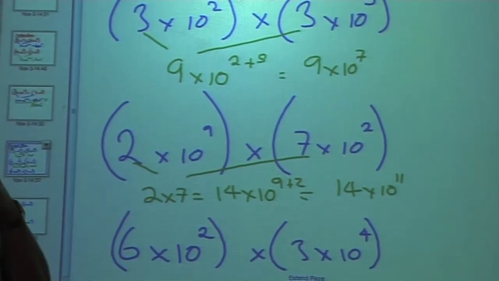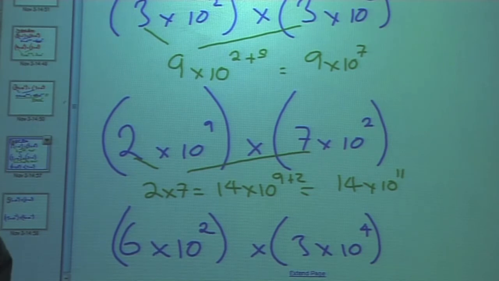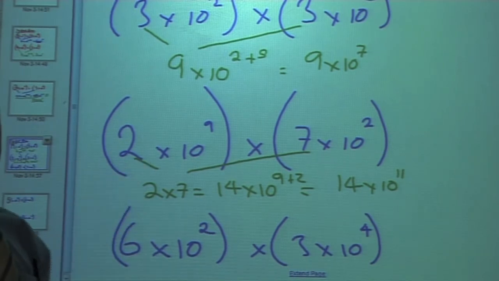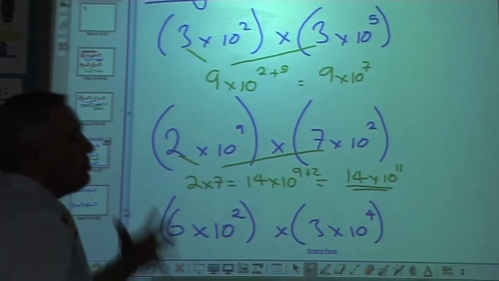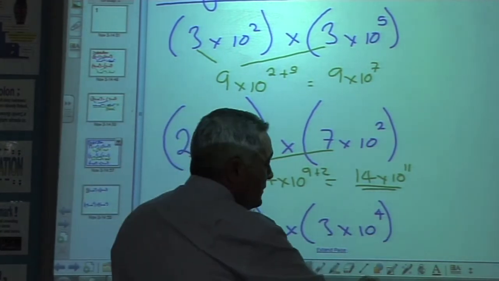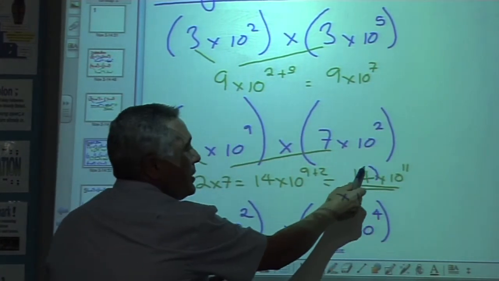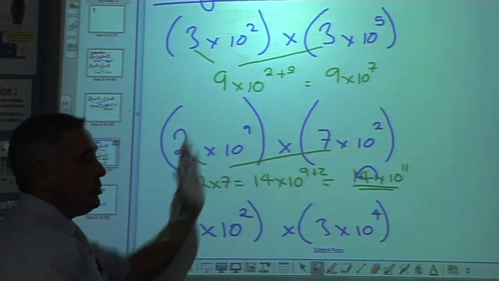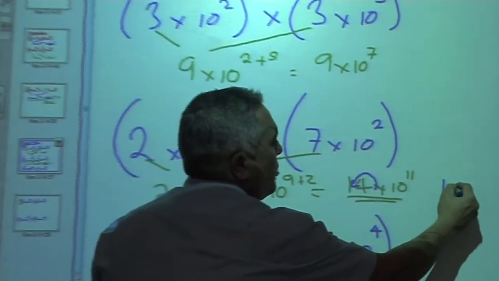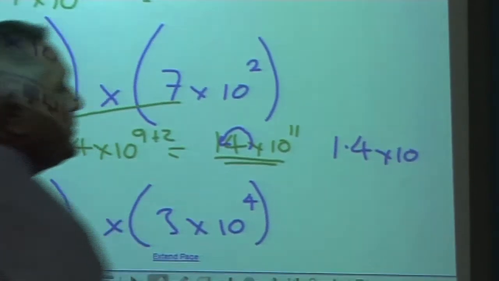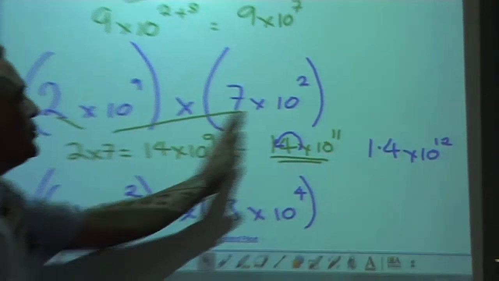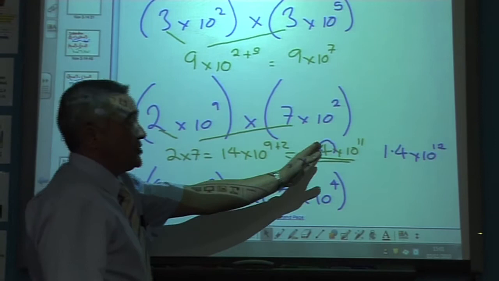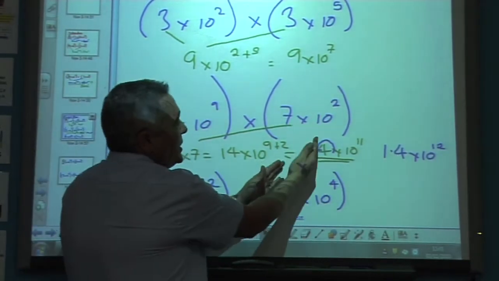Is that finished? Well, it's not finished because it's not in standard form. And what you want to be careful of, if you're doing a multi-choice paper, that will be one of your answers. But be confident, that's not in standard form yet. The decimal point, remember, has to be there. So I need to move it one more place. So it's 1.4 times 10 to the 12.